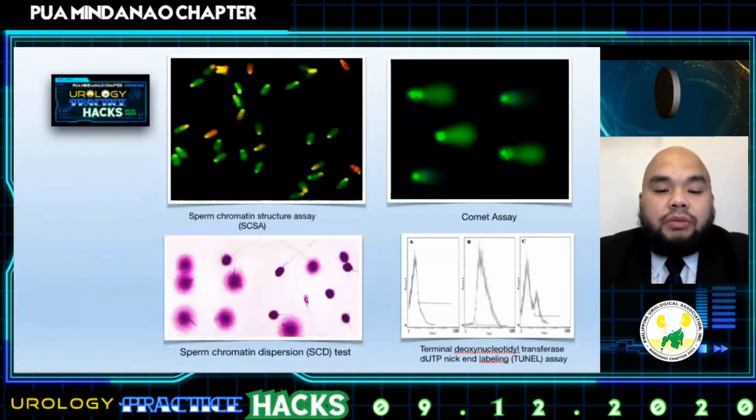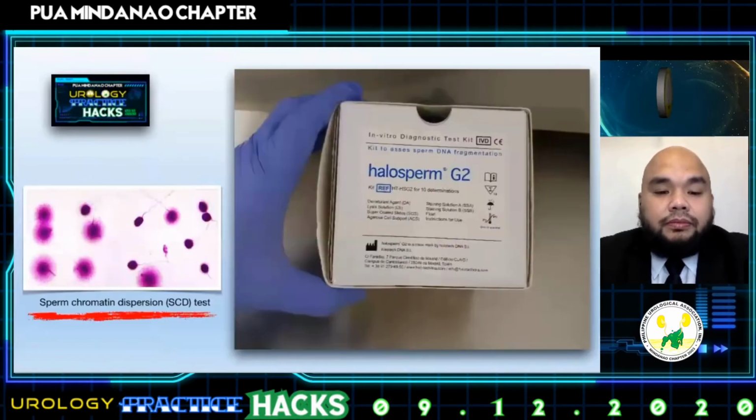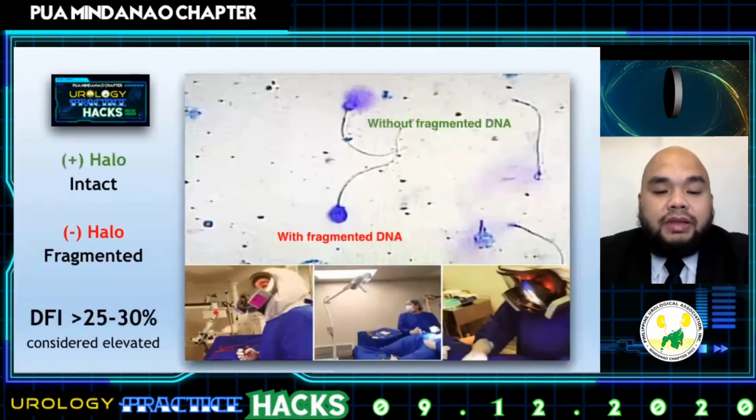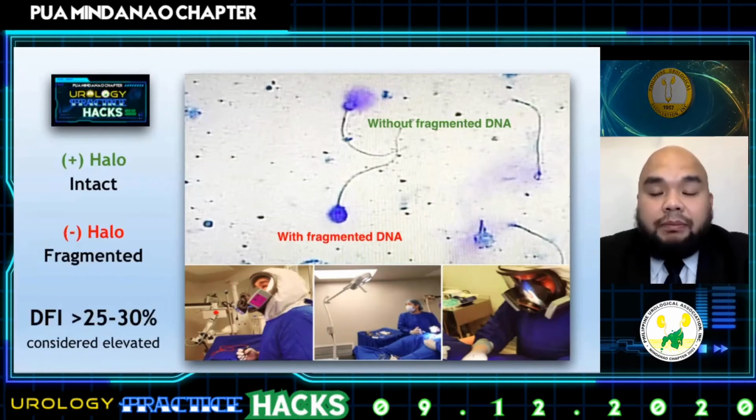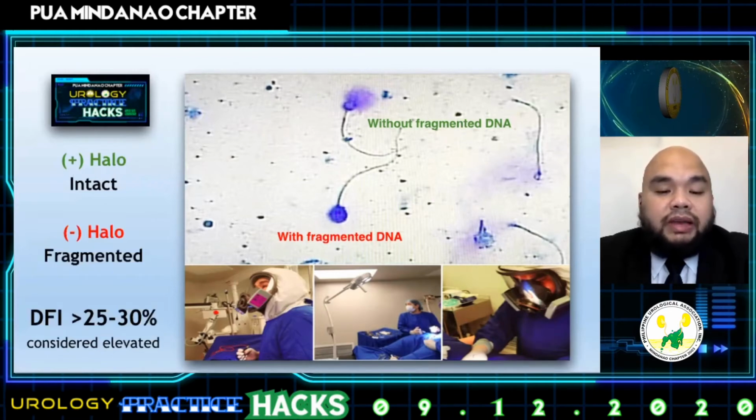These are the most commonly used tests for sperm DNA fragmentation: the sperm chromatin structure assay, COMET assay, sperm chromatin dispersion test, and the TUNEL assay. In our center, we're using the sperm chromatin dispersion test. Sperm with halo is considered normal, while sperm without halo is considered containing fragmented DNA. So a DNA fragmentation index of more than 25% is considered an abnormal result.